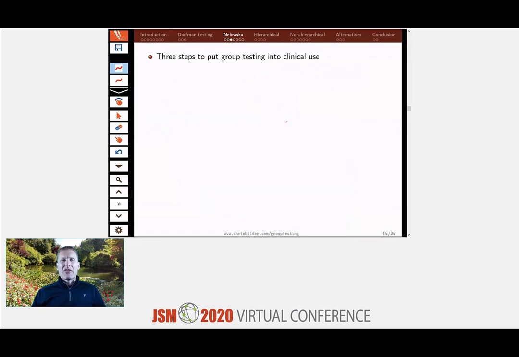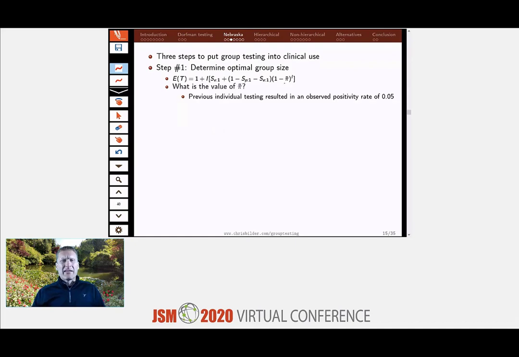Okay, so there's essentially three steps that one needs to follow to put group testing into clinical use. The first step is to determine an optimal group size, meaning the group size that leads to the smallest expected number of tests on a per individual basis. To do that, we worked with our expected number of tests equation, and we ended up using an overall prevalence in that expression. And of course, then we need to decide, well, what should this overall prevalence be?